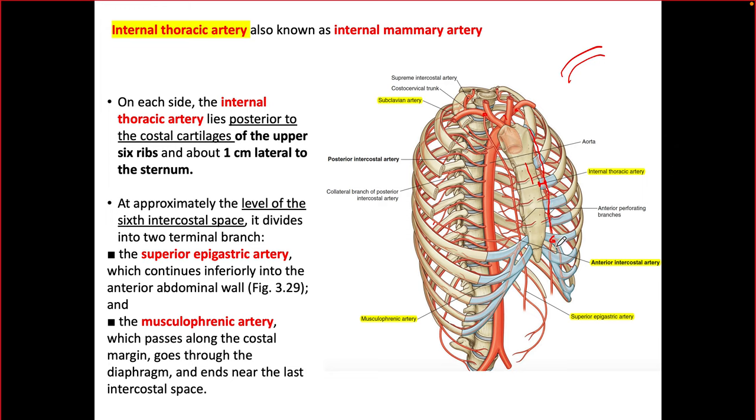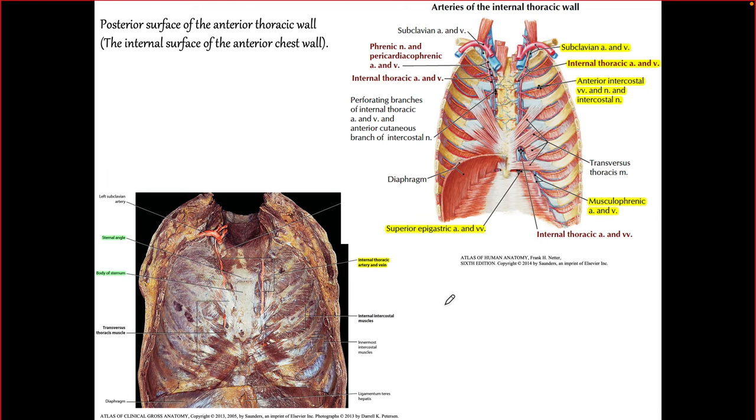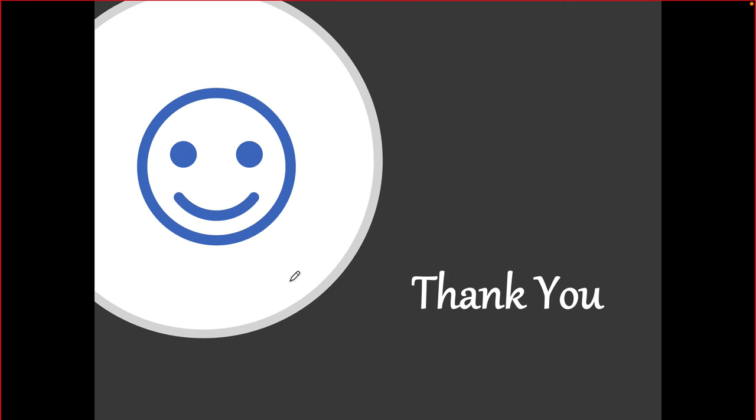This is number one. At the level of the sixth costal cartilage, it divides into the superior epigastric artery, descending to the abdomen. Of course, you can revise the anterior abdominal wall lecture from the previous semester. The other branch is the musculophrenic artery, which follows the costal cartilage until it reaches the last rib. This is just to know, and this is another posterior review, and thank you so much.